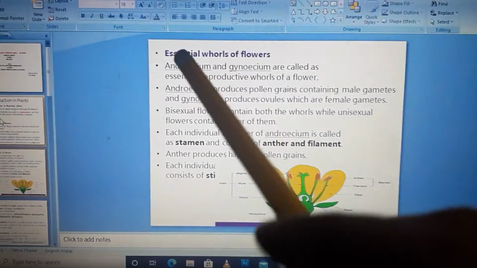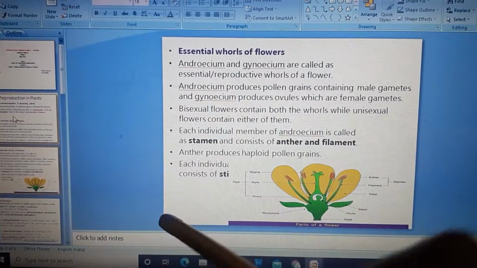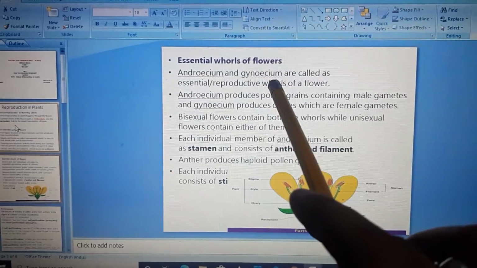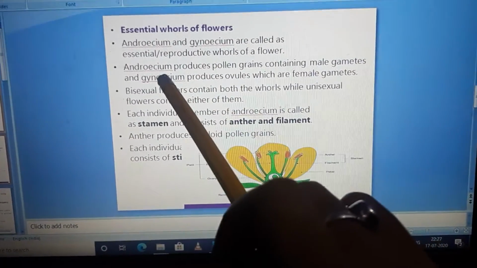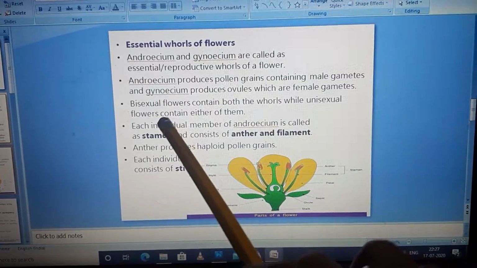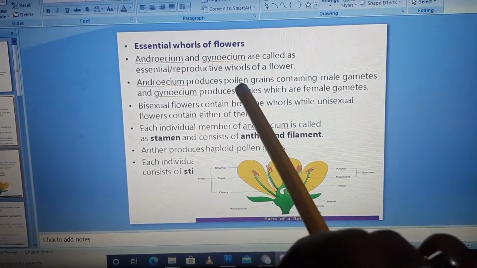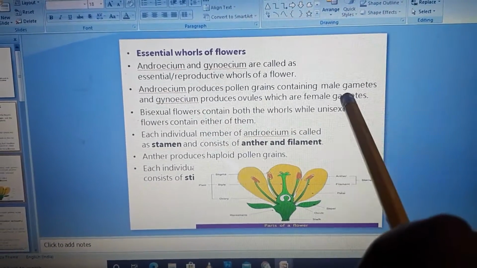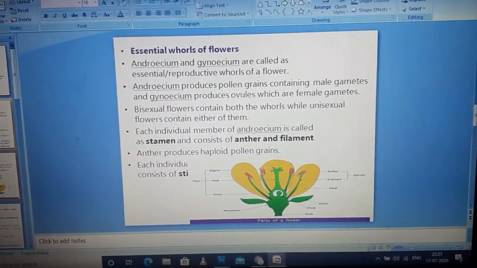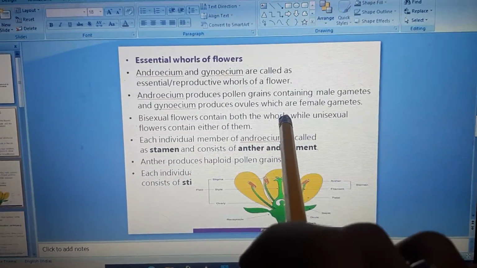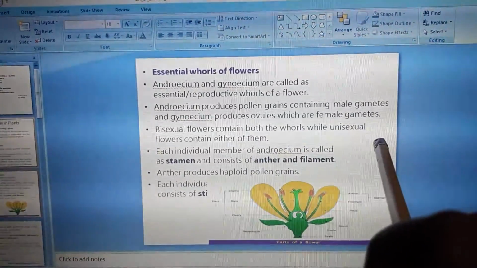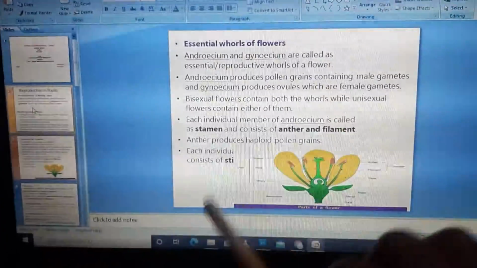So, the essential whorls of a flower, which are the reproductive whorls, are androecium, the male part, and gynoecium, the female part. Androecium produces pollen grains and contains male gametes, while the gynoecium produces ovules, which contain the female gamete. A flower can be bisexual or unisexual. Bisexual flowers have both whorls, androecium and gynoecium, present in a single flower, while a unisexual flower has only one at a time.